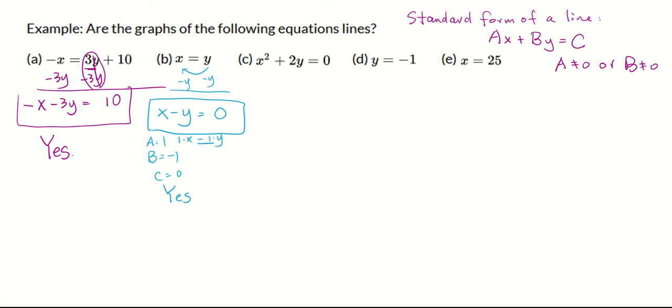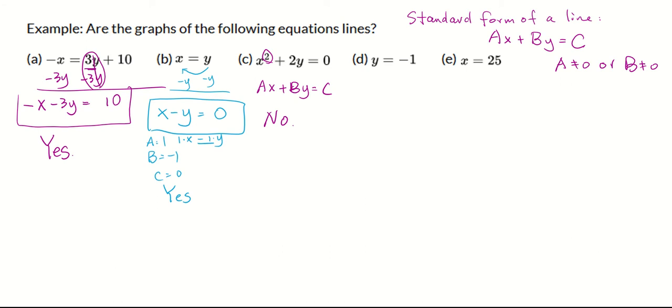Now let's look at c. x squared plus 2y equals 0. It seems like we cannot write this equation in the standard form of a line because you have x squared here in the way. So there's no way you can write it as ax plus by equals c, right? Because you're having x squared here. The degree of the x is not 1, it's 2. So the answer here is no, this equation doesn't represent a line.